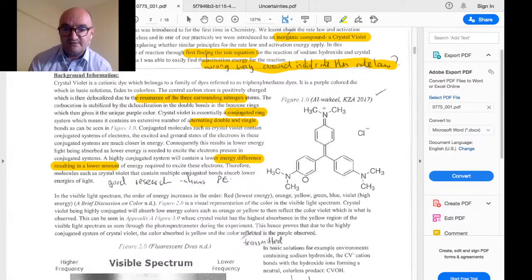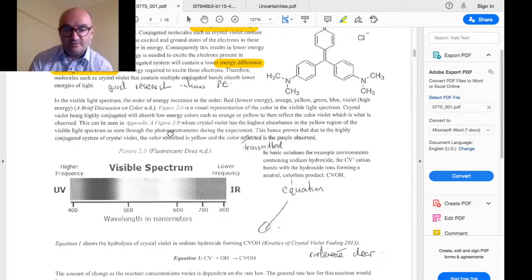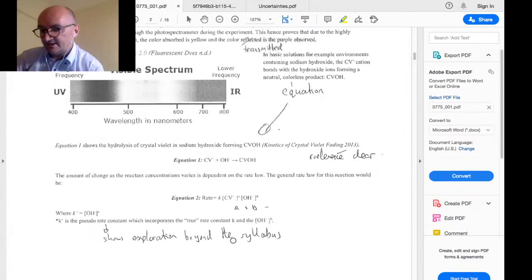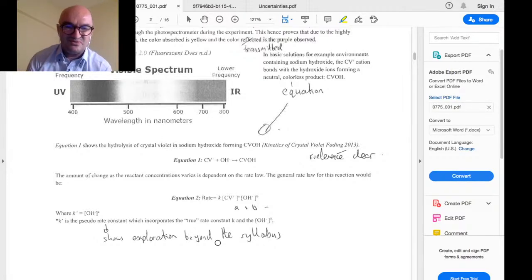Here's a nice structure of crystal violet, the protonated amine at the top. We then get a bit of basic background as we go through the IA. And she's got the equation for the reaction of crystal violet with hydroxide ions forming CvOH. Now the paper that she references is quite a well-known paper. I've seen it used a couple of times. There's no problem with that. She's made it her own, but I am aware that it's not an entirely original method which the student is using.